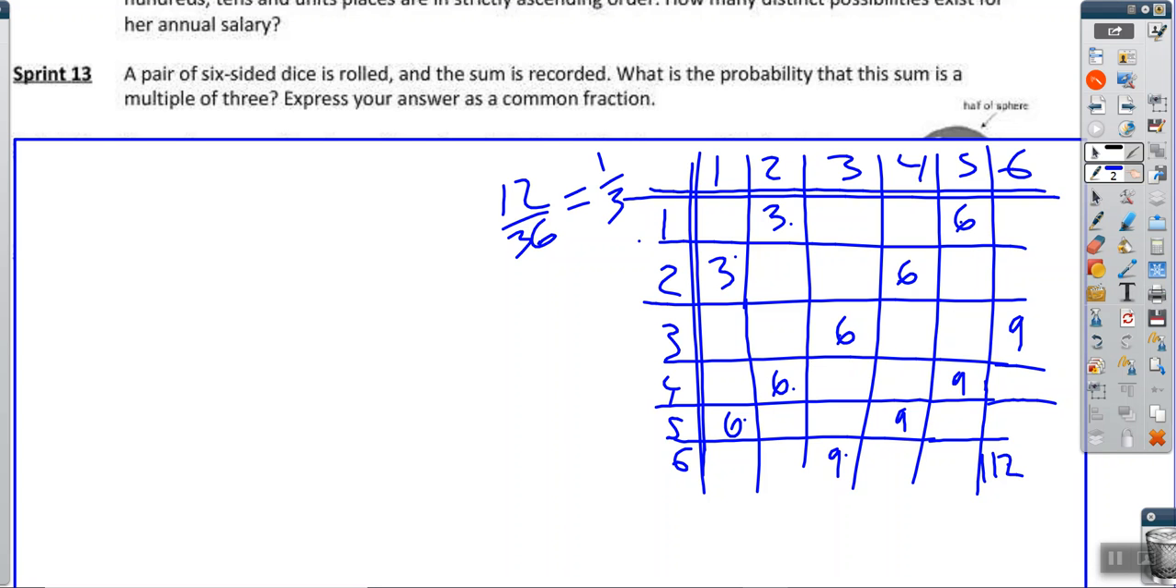Now that should have been obvious to me, but it wasn't. Why would it be obvious? Well, because on each die we have 2 out of 6, and 2 out of 6 is equal to 1/3. So we didn't even need to make the area model.